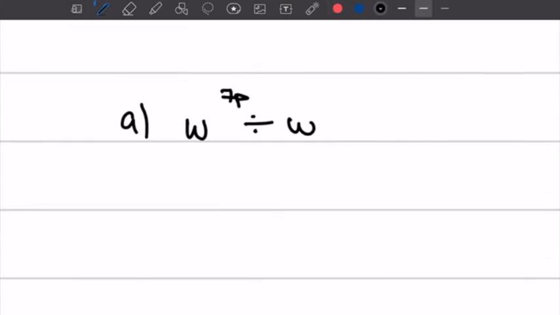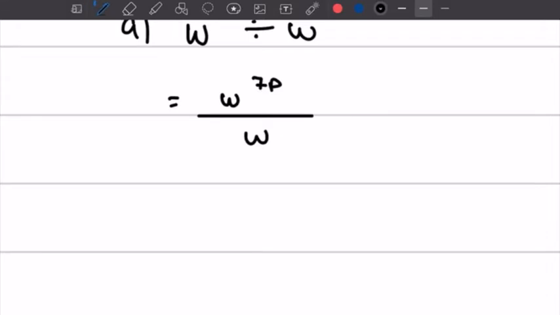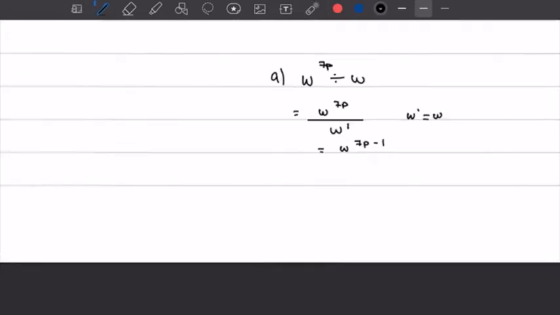And lastly, w to the power of 7p divided by w. We can just rewrite this as w to the power of 7p divided by w. And you know that w is just w to the power of 1. So applying the law, you get 7p minus 1.